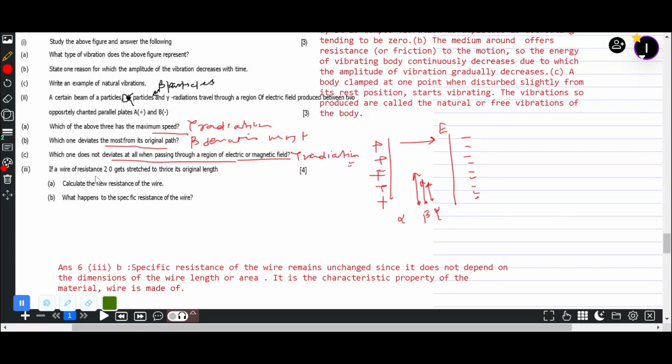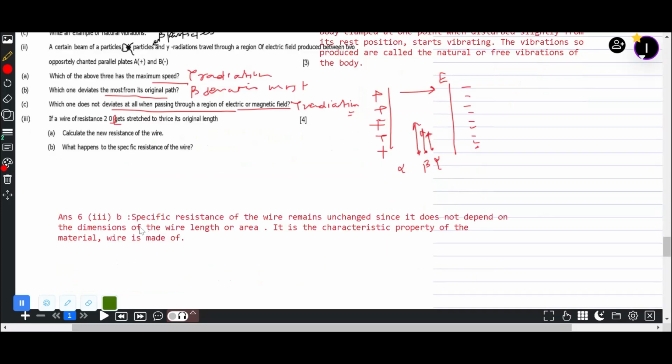If a wire of resistance 2 ohm gets stretched to thrice its original length. Now this is the last question. Calculate the new resistance of the wire. What happens to the specific resistance of the wire? So now I have answered the B part first. Answer 6 third B: specific resistance of the wire remains unchanged, since it does not depend on the dimensions of the wire, length or area. It is the characteristic property of the material the wire is made of.